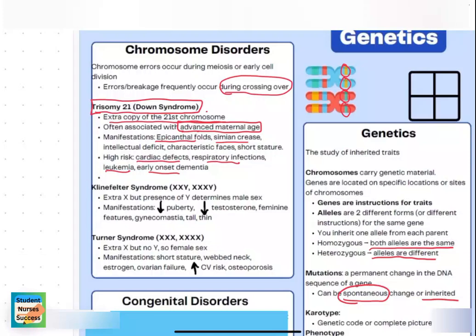Now, Klinefelter syndrome is when there is an extra X, but there is the presence of a Y, and that determines male sex. So you might see XXY or XXXY. With Klinefelters, we see a delay in puberty, decreased testosterone levels, feminine features including gynecomastia, and a tall, thin stature. Treatment for Klinefelters is testosterone replacement.